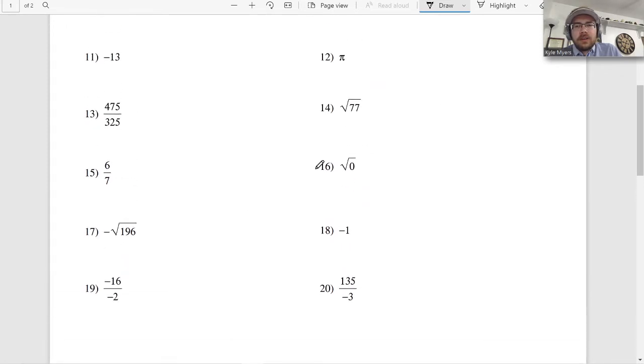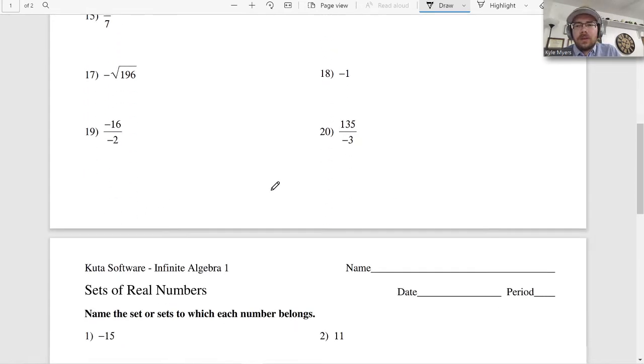Square root of 0 is just 0. That's still not natural. Fractions, not natural. Radicals, not natural. Actually, kind of, because 196 does have a square root, but it's negative, and we can't have negative natural numbers. So that's it.